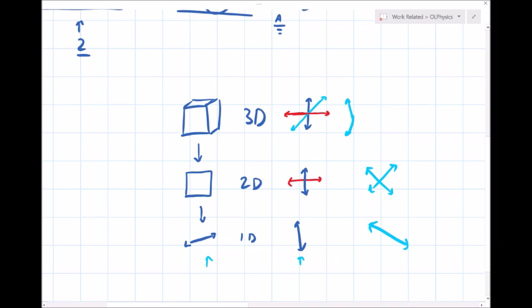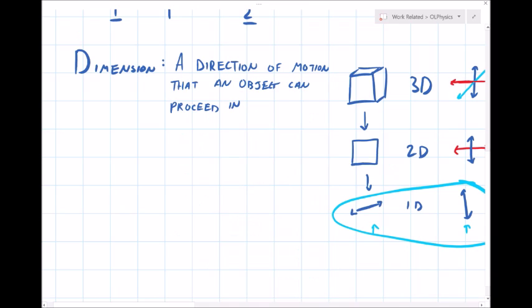So when we go back and we're saying we're going to be focusing on forces in 1 dimension, we're just focusing on this case. We're just looking at forces that either act forward or act backwards. You can say they either act left or act right, or maybe they either act up or act down. If I were to define a dimension, I would call it a direction of motion that an object can proceed in.